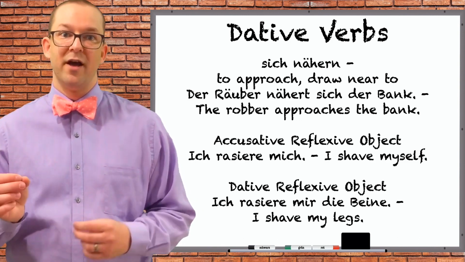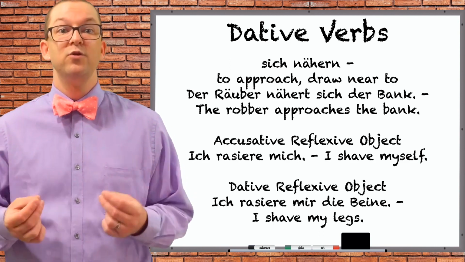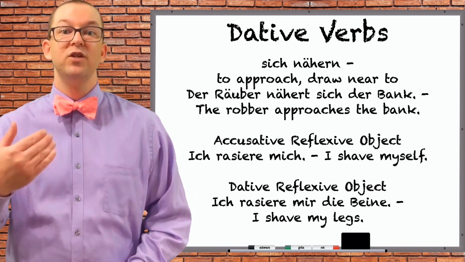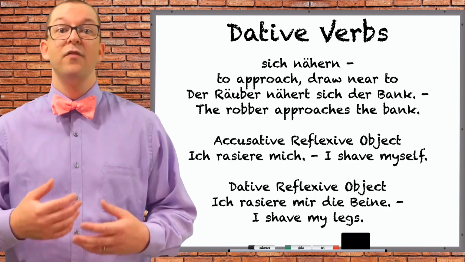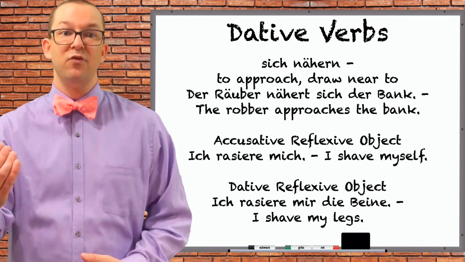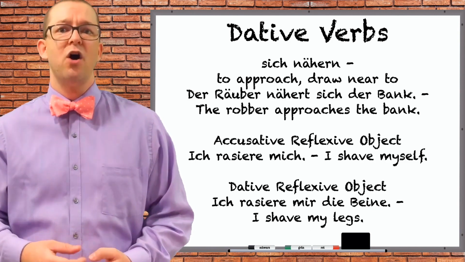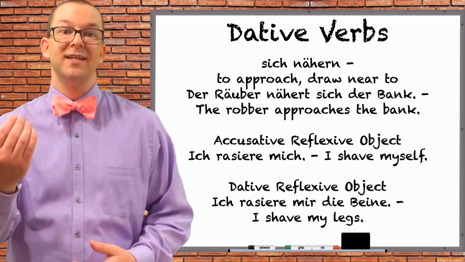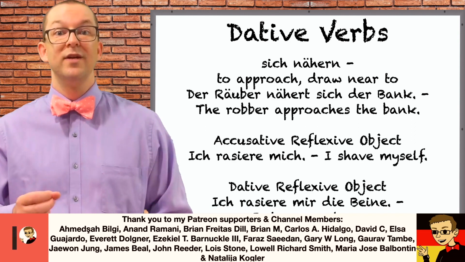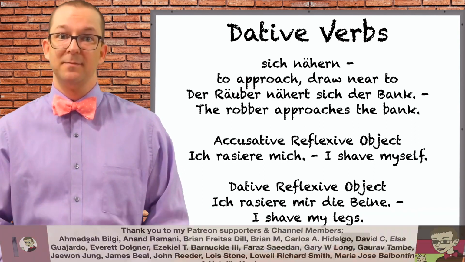The reflexive pronoun and the dative object are working together but separate. When you use nähern with a reflexive, it means that the person or thing is moving towards another person or thing on their own accord. The robber in that sentence is moving himself forward. As I mentioned at the beginning of this video, dative verbs often show that the verb is being directed at a person or thing. That is what's going on here. It's the reason that this verb is considered a dative verb even though it's got an accusative object.